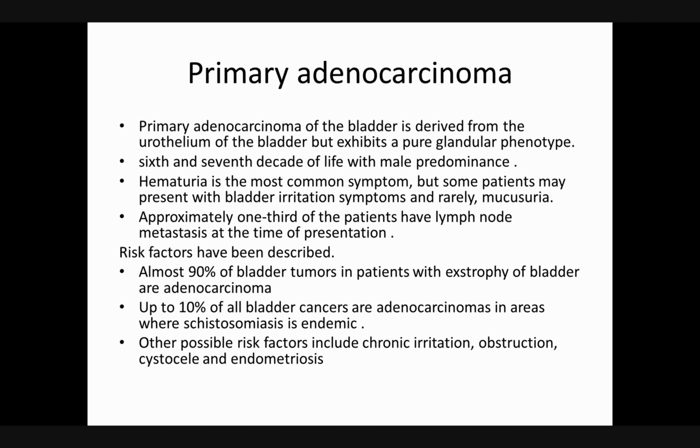The primary adenocarcinoma of the bladder is derived from the urothelium of the bladder but exhibits a pure glandular phenotype. It is seen in the 6th and the 7th decade of life. Hematuria is the most common symptom, but some patients may present with bladder irritation symptoms and rarely mucosuria. Approximately one third of patients have lymph node metastasis at the time of presentation.